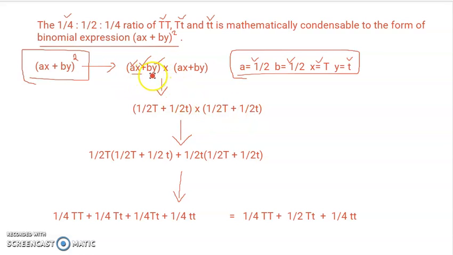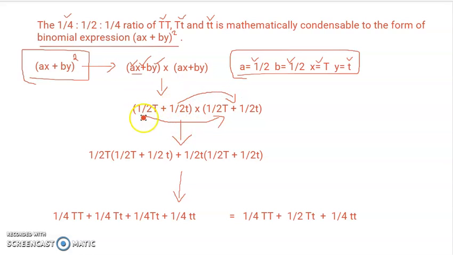It is ax plus by into ax plus by. So whatever this is, the same thing is what we write here: 1 by 2 capital T plus 1 by 2 small t, right? And now we are going to multiply this half capital T with this one, and we will be multiplying this half small t with both these values.